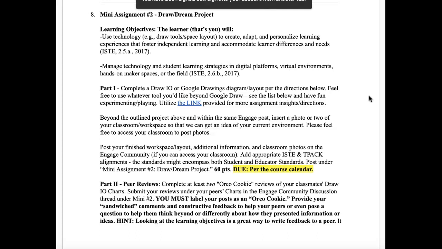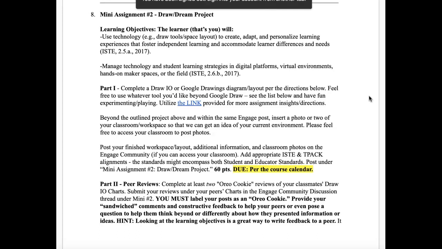Beyond the outlined project above, and within the same post, insert a photo or two of your classroom workspace so that we can get an idea of your current environment. If you are seeing this or you are completing this in the summer when you do not have access to your classroom, that's fine. You can omit that part. Please feel free to access your classroom to post pictures.